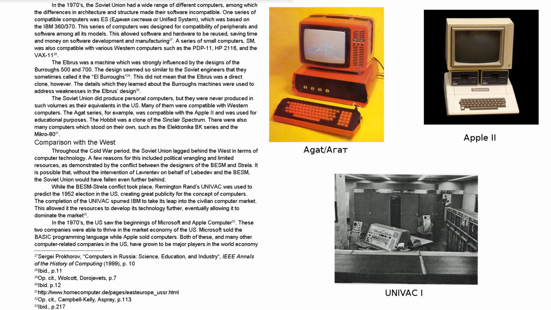A series of small computers, SM, was also compatible with various Western computers such as the PDP-11, HP 2116, and the VAX-11. The Elbrus was a machine which was strongly influenced by the designs of the Burroughs 500 and 700. The design seemed so similar to the Soviet engineers that they sometimes called it the Elbrus. This did not mean that the Elbrus was a direct clone, however. The details which they learned about the Burroughs machines were used to address the weaknesses in the Elbrus's design.